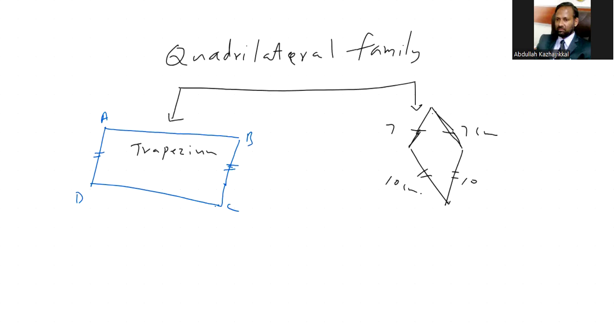A four-sided figure is a quadrilateral. This is a quadrilateral, a four-sided figure. A trapezium means one pair of sides is parallel. It has two diagonals, no other properties. An isosceles trapezium is another one, where the non-parallel sides are equal. Here it is not isosceles. In an isosceles trapezium, the non-parallel pair is equal and one pair is parallel.